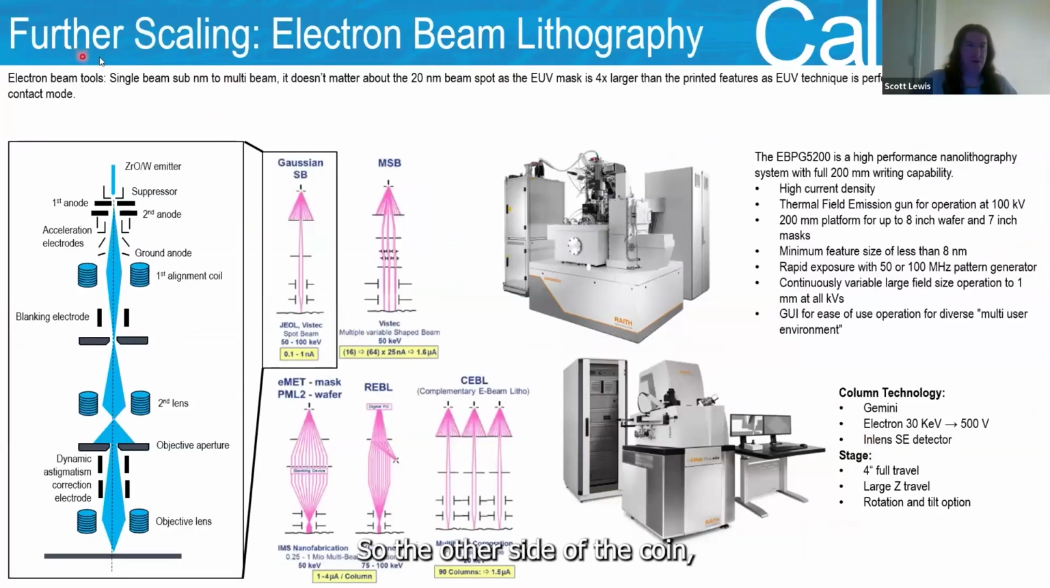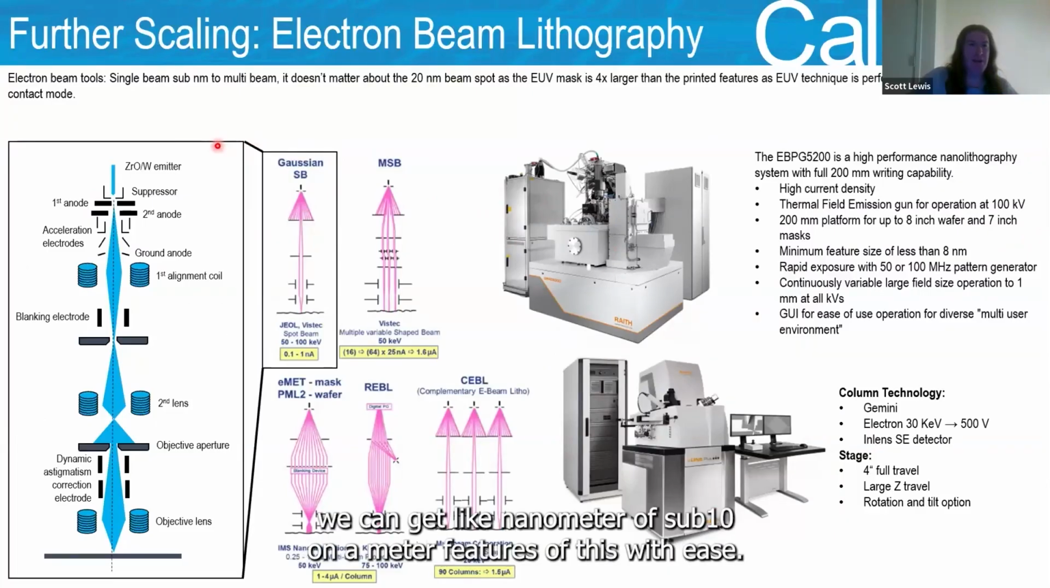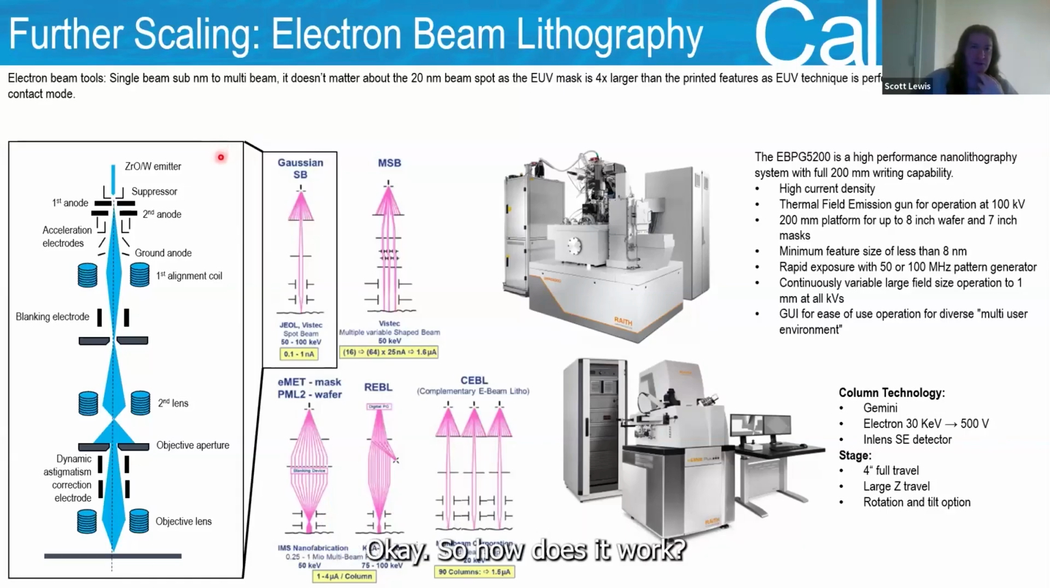So the other side of the coin, which is a lot cheaper, is these tools. These are electron beam tools, so you would be used to this in a university environment. Essentially, we can get nanometer or sub 10 nanometer features with these. Okay, so how does it work?